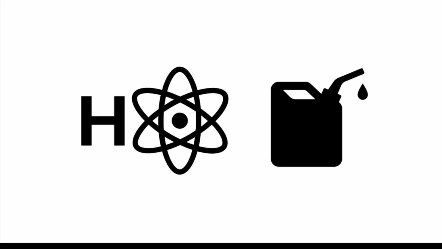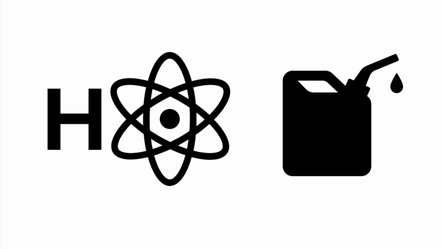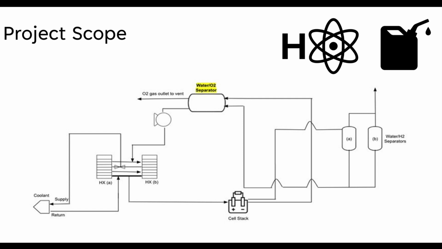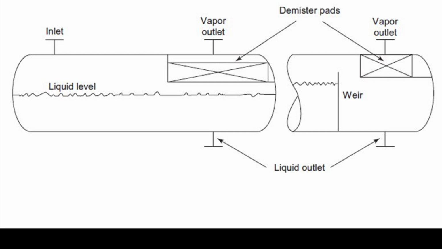Nel Hydrogen wants to explore the usage of renewable energy sources, specifically hydrogen, as fuel. To produce hydrogen that can be used as fuel, we need to have several unit operations, including an electrolyzer and a water-oxygen separator. In our process, the electrolyzer's products of oxygen and residual water feed into the water-oxygen separator. This separator is important because if unwanted oxygen were to enter any downstream operations, this could result in pump cavitation. It is our task to improve upon the separation efficiency of this unit operation.